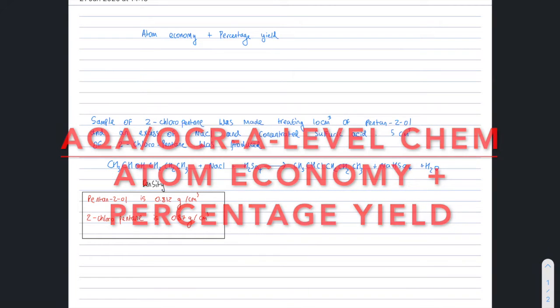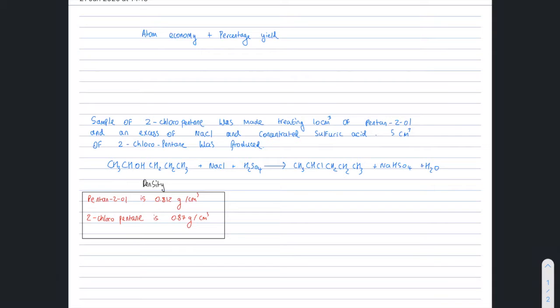Welcome to this video on percentage yield and atom economy. In your exam, you could be asked to calculate the atom economy of a particular reaction and may also be asked to calculate percentage yield of a reaction. So think of percentage yield as basically a way of determining how close the actual yield of a reaction is to the predicted or theoretical yield.